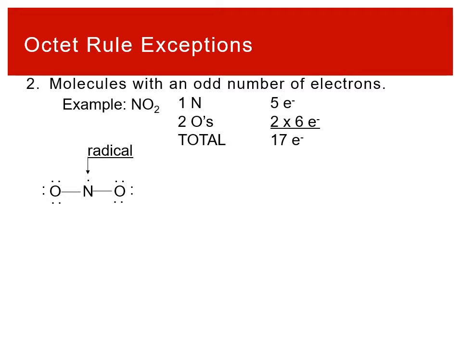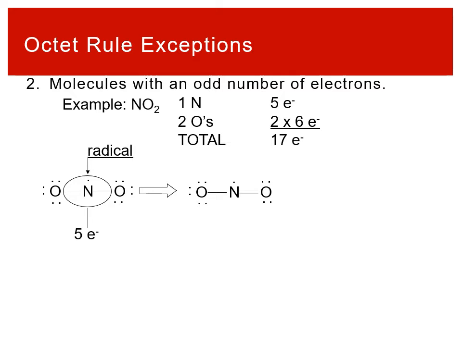And so a radical is wherever we have an unpaired electron. Every molecule with an odd number of electrons has to be a radical. Okay, so because that's what that means. It's a molecule with an unpaired electron. So this isn't stable. This nitrogen only has 5 electrons.